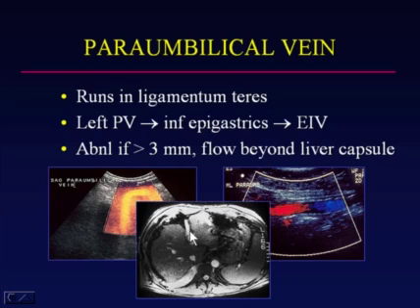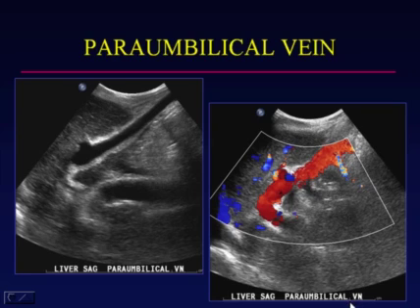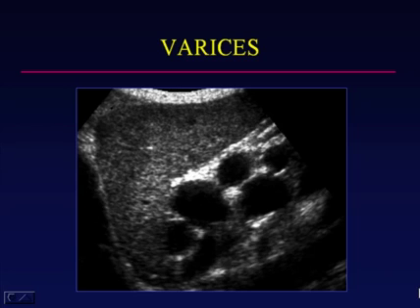Again, you can see the ligamentum teres running between the lateral and medial segments of the left lobe of the liver. And here is another example on an ultrasound. On the grayscale image, you can see this tubular structure within the echogenic ligamentum teres. This fills in with color Doppler, with flow heading well beyond the liver capsule in this patent paraumbilical vein.